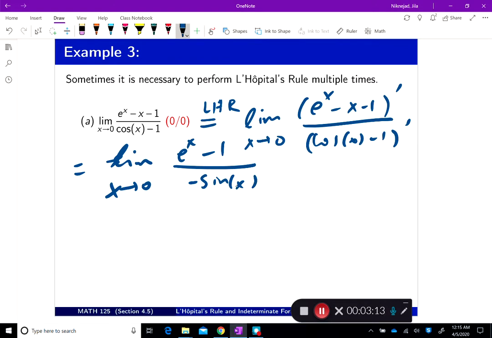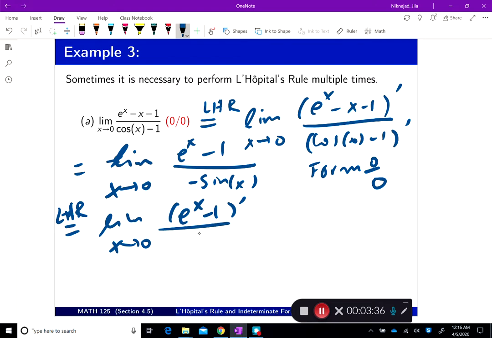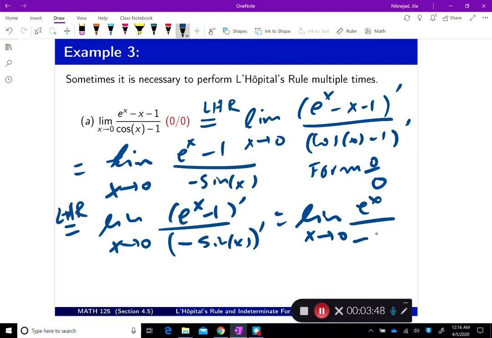Hold on. So e to the power x minus 1, if I plug in 0, is 0, and the denominator is 0 also. So I get another form, 0 over 0. And what do I do? Another L'Hopital rule. The limit as x goes to 0. This time I'm taking the derivative of whatever is in the numerator and denominator. Don't forget the limit, and then you get e to the power x over negative cosine of x. If you plug in 0, you end up with negative 1.